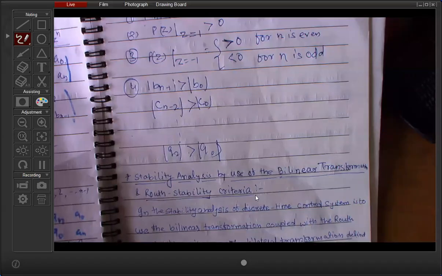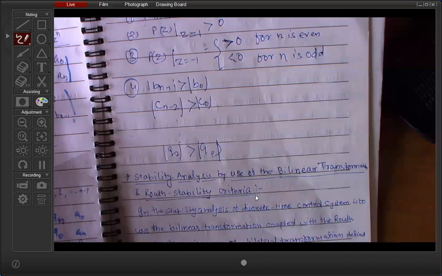So the second method is called bilinear transformation. That means the stability analysis of any discrete time system by use of bilinear transformation and Routh-Hurwitz criteria, or Routh stability criteria.